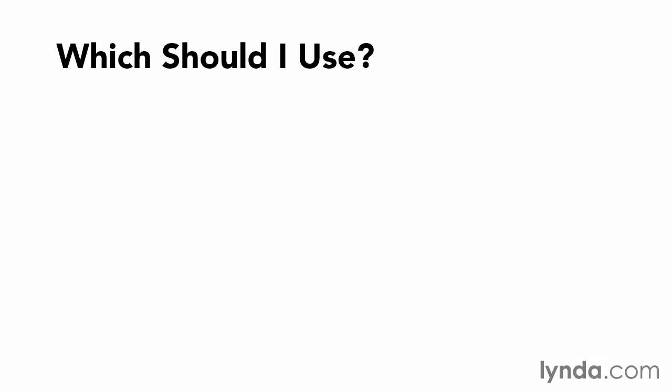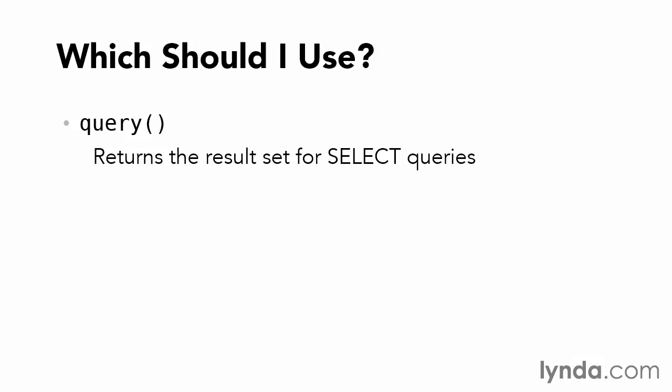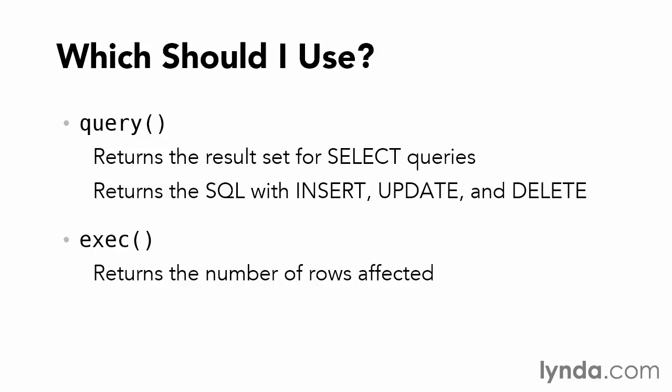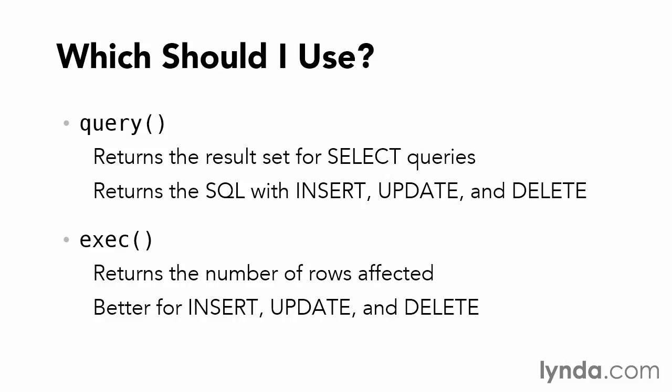Wonderful. With 2 methods to choose from, the question arises as to which to use. The PDO query method returns different values depending on the type of query. With a select query, the return value is the result set. But with insert, update and delete queries, you simply get back a string containing the query that's just been executed. The PDO exec method always returns the number of rows affected. So exec is the better choice for insert, update and delete, but exec should never be used for select queries because it doesn't return a result set.